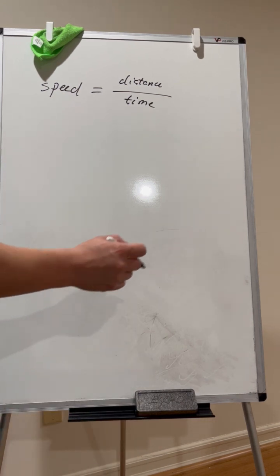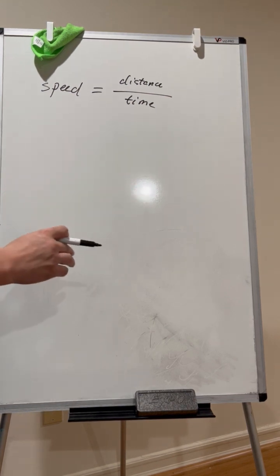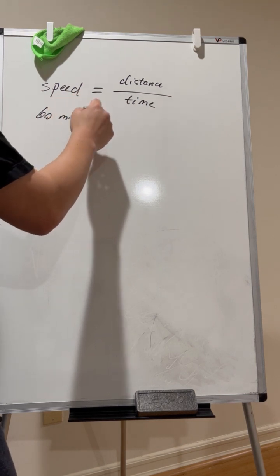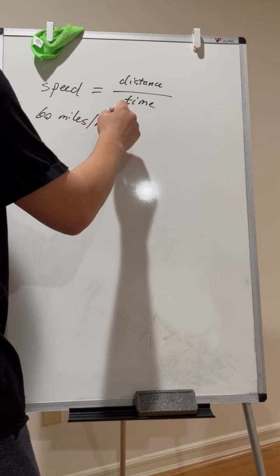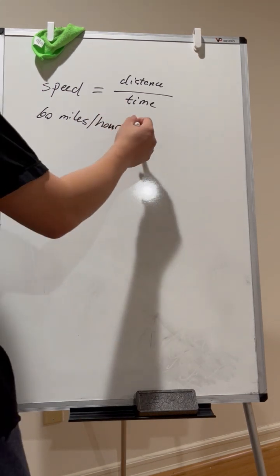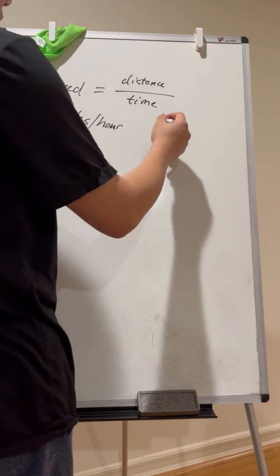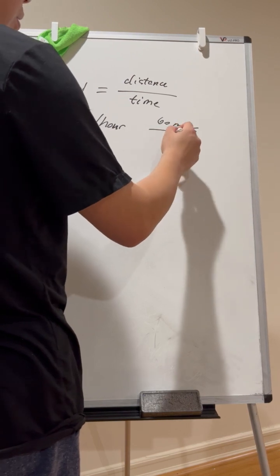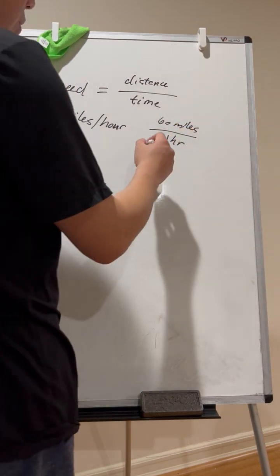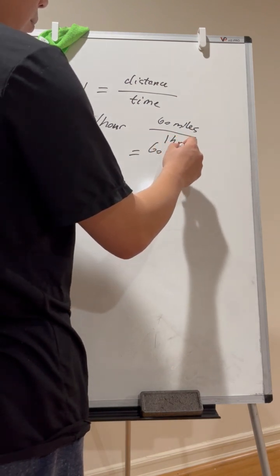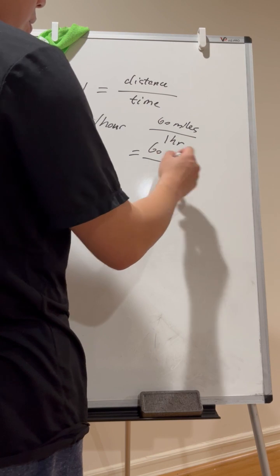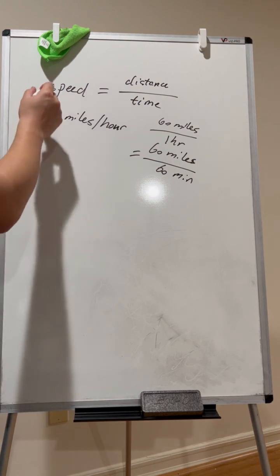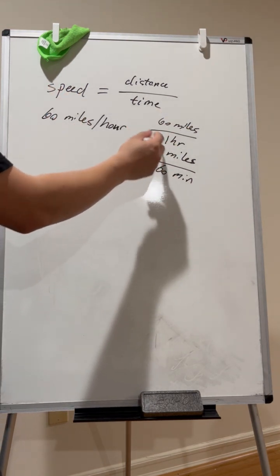So I can say we are driving 60 miles per hour, right? So what does that mean? That means we can drive 60 miles over an hour, right? Which is also equal to 60 miles over 1 hour, over 60 minutes, right? So the speed won't change, but the ratio might change.